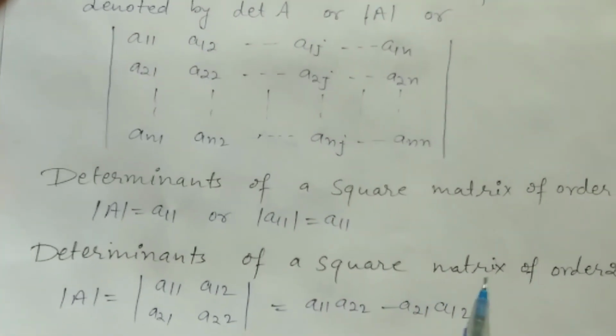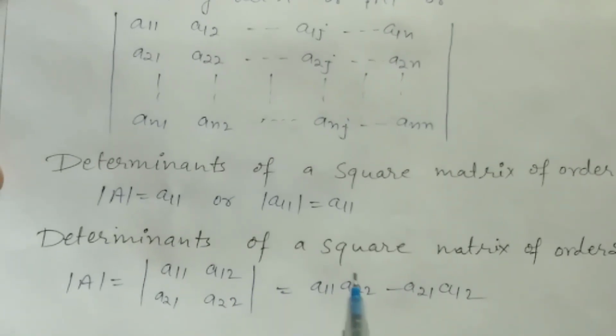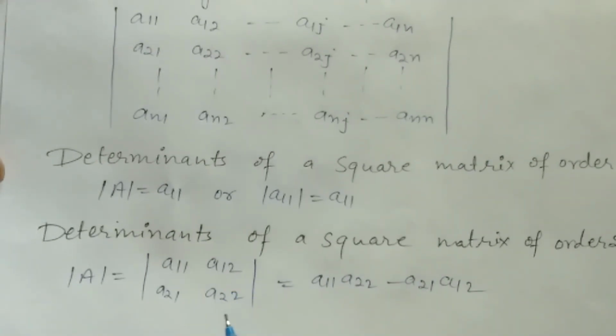Determinant of a square matrix of order 2. Determinant of A, which is a11, a12, a21, a22, equals a11 a22 minus a21 a12. Okay.